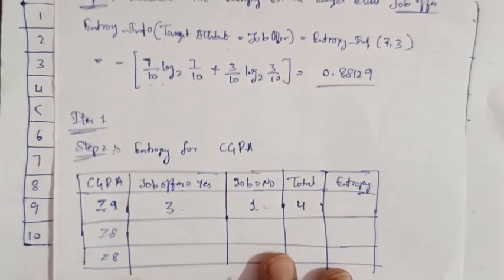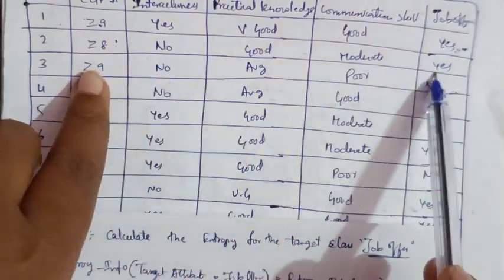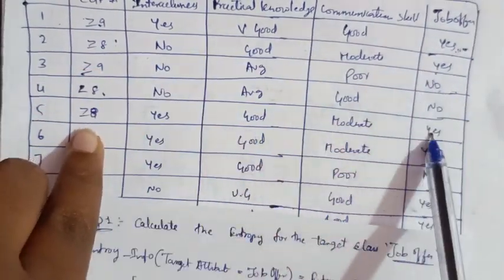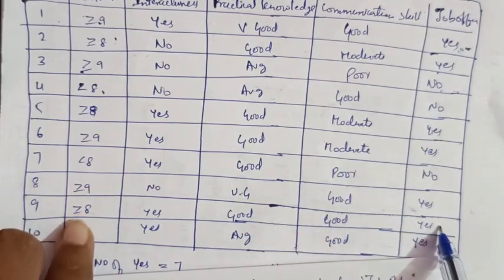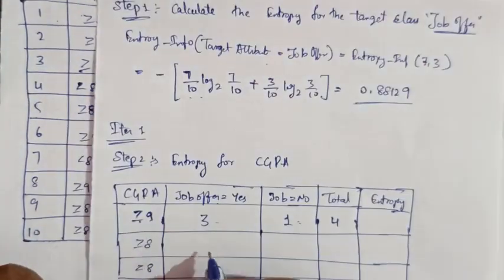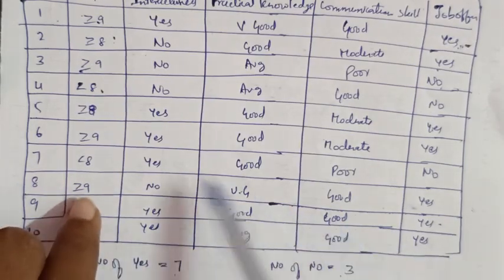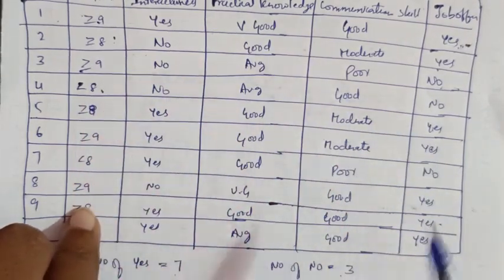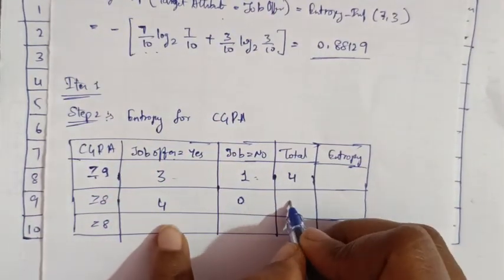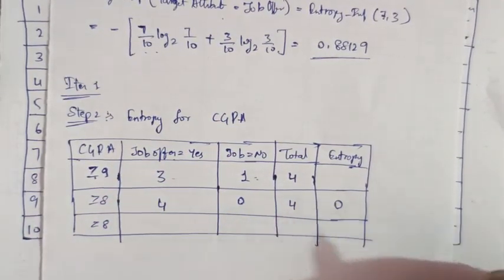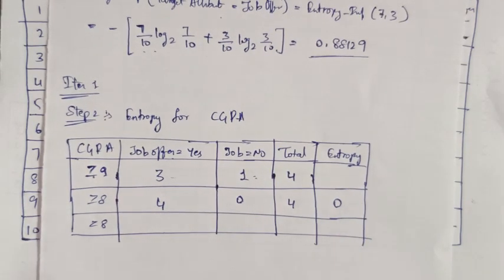Now for this instance we have to see the number of yes and no. Here we have 1, 2, 3, and 4, so 4 yes, and the number of no is 0. That means we have a total of 4 and the entropy is 0. If any one of these becomes 0, then the whole entropy becomes 0.